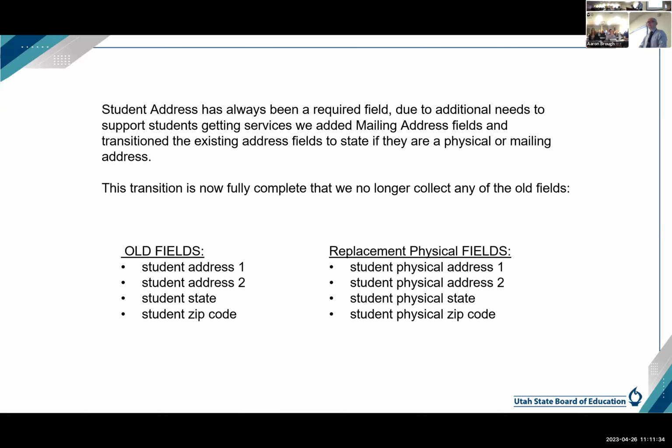The first of that is the student address. That's what we used to call the address because it was singular. We would just say, this is the student's address, and we'd have the different fields for that: student address 1, 2, student state, and student zip code. But those have now been replaced due to needing to have a mailing address also collected.